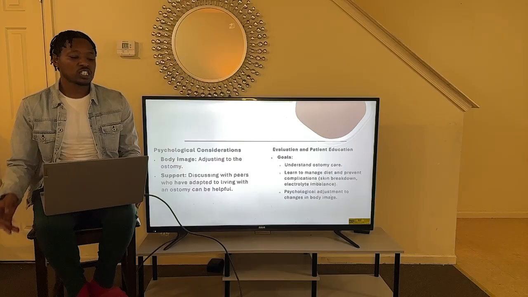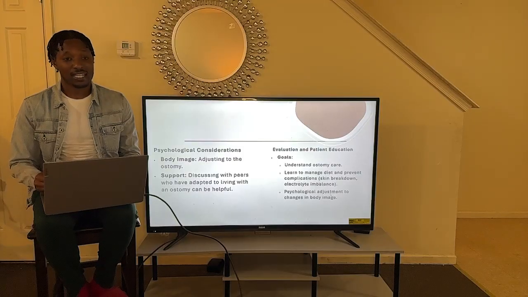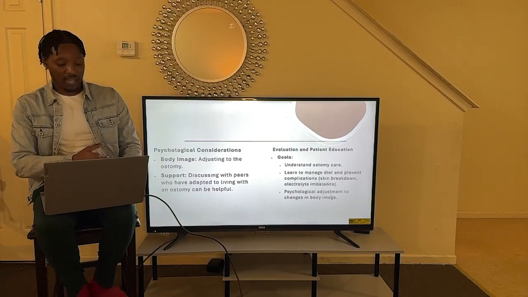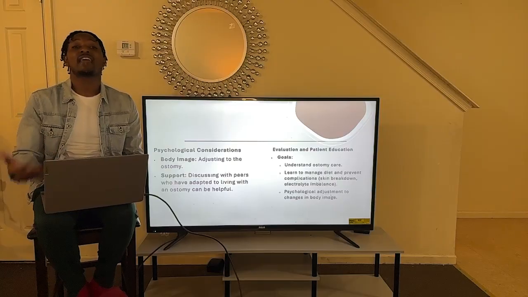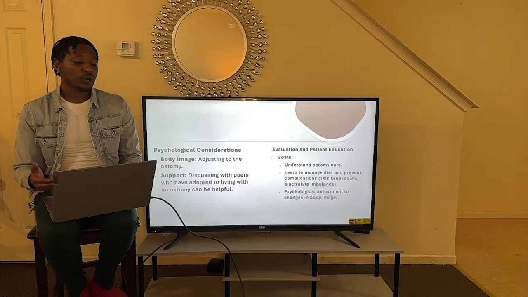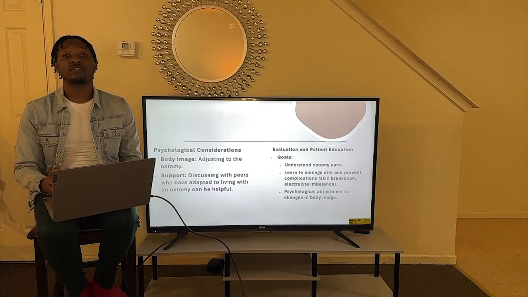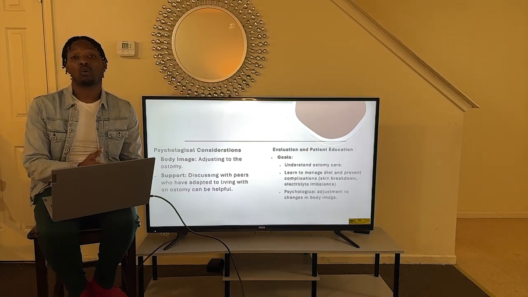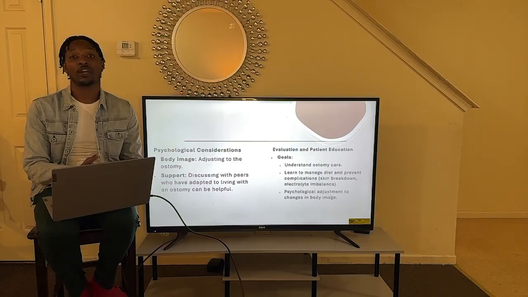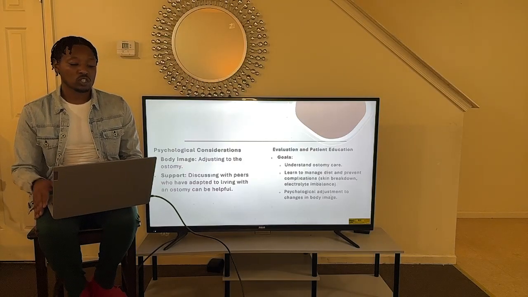Some psychological considerations for the ileostomies and colostomies would be body image. A person needs to adjust to this ostomy that is now on their body because they now have a bag hanging out of their stomach, and that can be very difficult for some people to get adjusted to. For support, you want to discuss with peers who have adapted to living with an ostomy. This could be very beneficial to them because it lets them know that they're not the only one experiencing what they are experiencing.